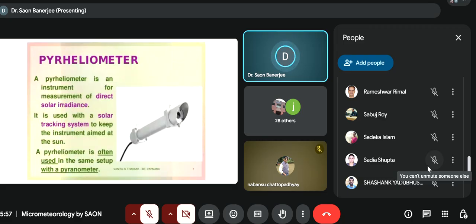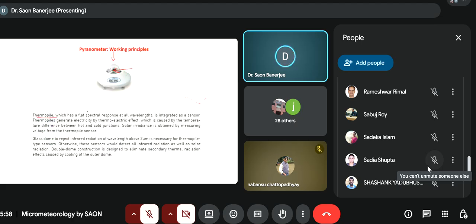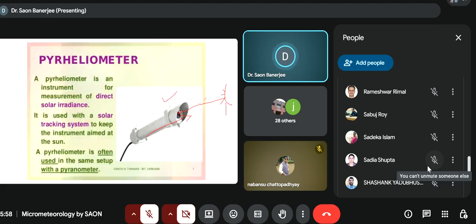Then this is the pyrheliometer. With the help of a solar tracker, it will always be in the direction of the solar light, towards the sun. So the direct solar light comes through that and gives the direct solar radiation. There is direct solar radiation and diffuse solar radiation. So you will get the direct solar radiation from this and the total radiation with the help of this instrument, and this instrument's reading minus this instrument's reading will give you the diffused radiation.